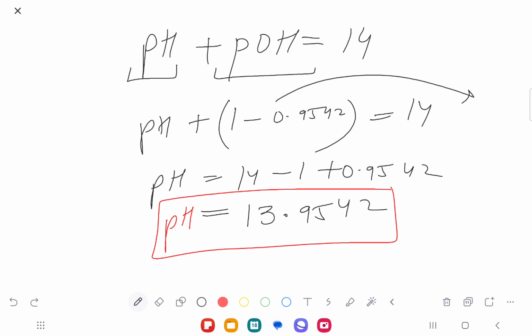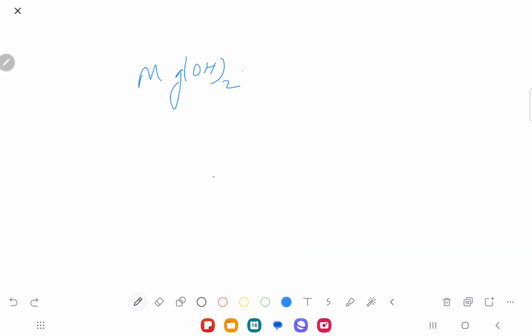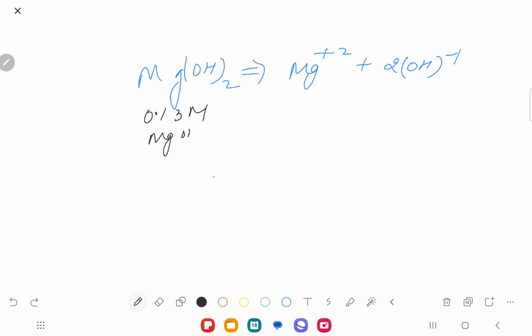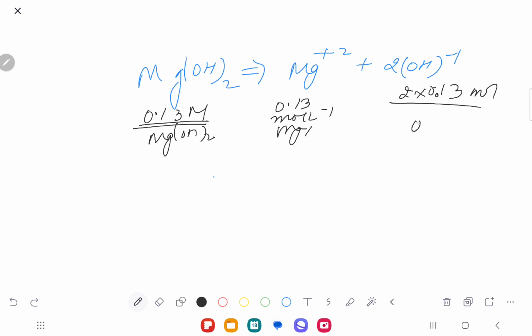For every pH, since we are dealing with bases, we should be able to understand what is the pH of this particular solution. Understood or not, Shruti? So when you have Mg(OH) whole twice, it gives me Mg plus 2 and 2 OH negative. If I have given you 0.13 molar Mg(OH) whole twice, 1 mole shall give me 0.13 moles per liter Mg plus 2, and twice of 0.13 shall give me OH negative. So my OH ion concentration is 0.26 moles per liter.